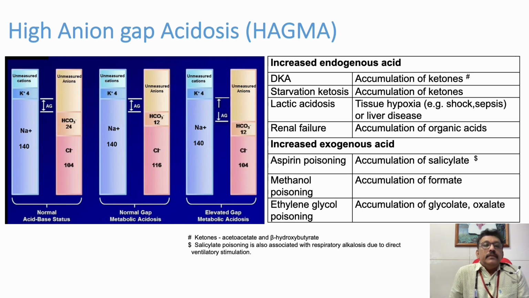So the reasons for high anion gap metabolic acidosis are: accumulation of ketones, which are unmeasured, in starvation ketosis; lactic acidosis, from tissue hypoxia or chronic liver disease; renal failure, with accumulation of organic acids; aspirin, accumulation of salicylates; methanol poisoning, accumulation of formate; ethylene glycol poisoning, accumulation of glycolate and oxalate. These are the causes for high anion gap metabolic acidosis.